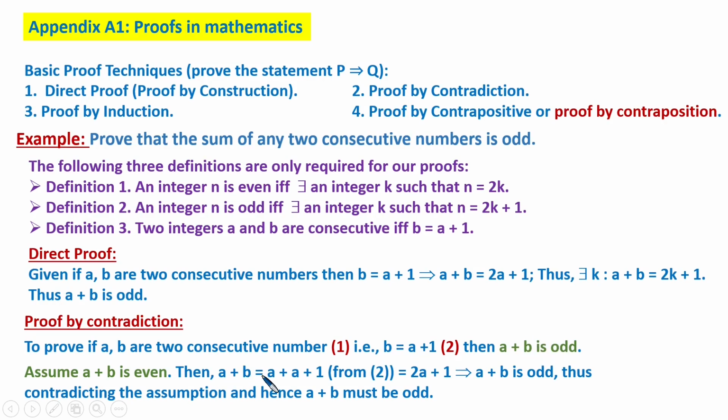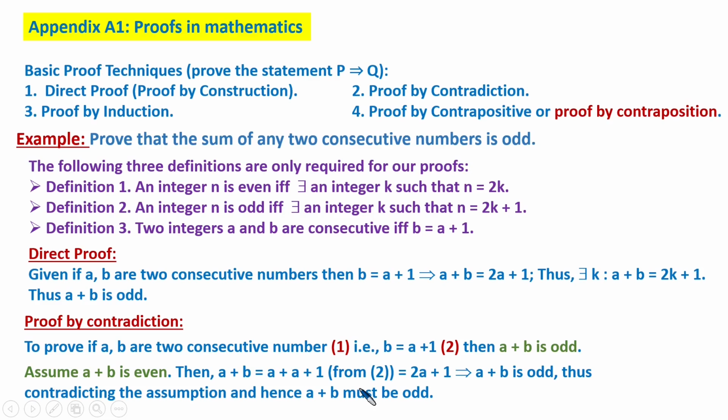So a plus b, b is equal to a plus 1. I substitute here from 2, I get 2a plus 1. So this implies that a plus b is odd. So my assumption is wrong. I had assumed that a plus b is even, but if I use this condition, I get a plus b is odd, thus contradicting the assumption, and hence a plus b must be odd.